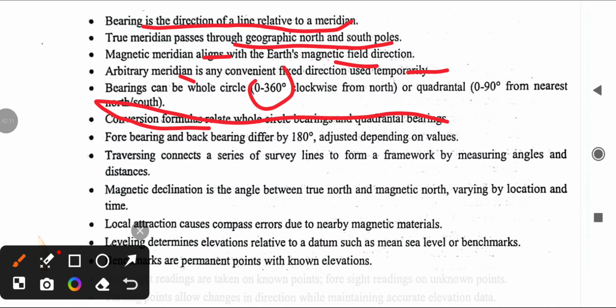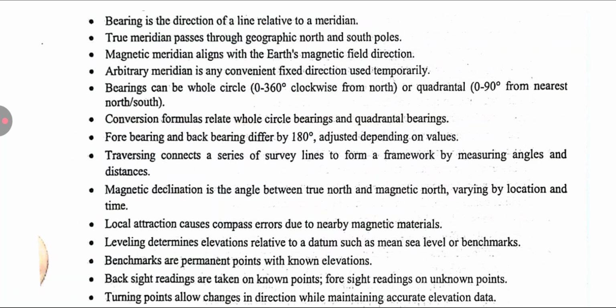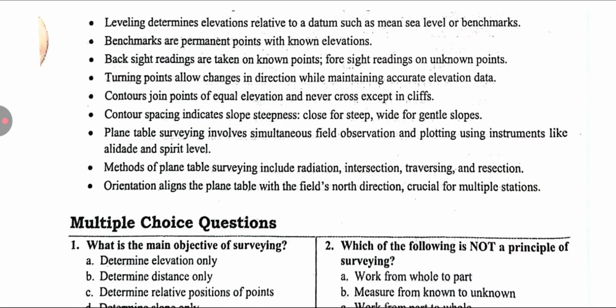Magnetic declination is the angle between true north and magnetic north, varying by location and time. Local attraction causes compass error due to nearby magnetic material.